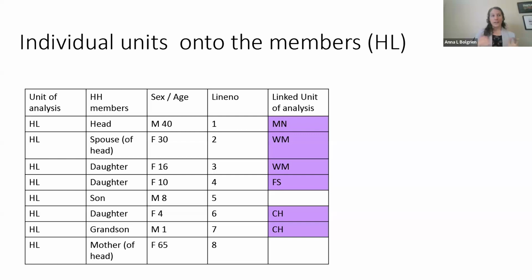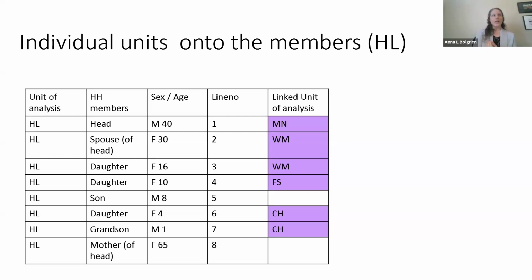It's also fairly simple to link individuals in the household roster to the individual information that can be found on the other units of analysis. So using the unique identifier of the line number, you can link information about each of these household members to the men, the women, the adolescent, or the children file using the line numbers as the unique identifiers.